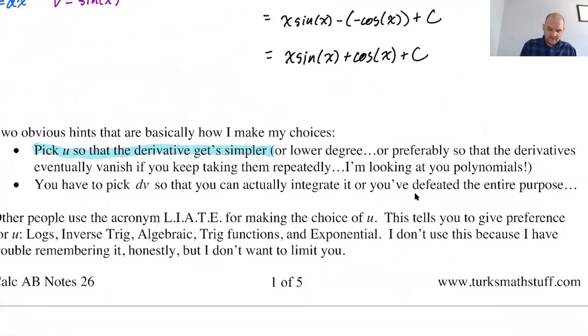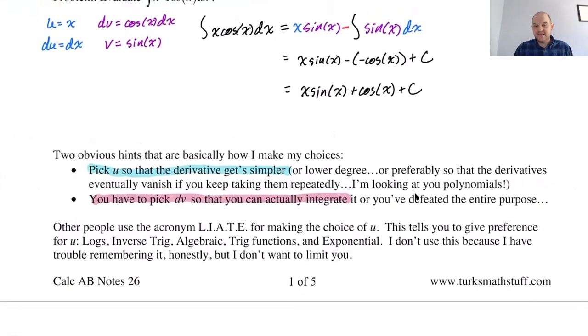But the real key is that you have to be able to integrate dv. And if you can't do that, you're in trouble. Now, there is a thing that some people use. I don't use it, honestly, because I cannot remember it. But some people remember this, LIATE, for making the choice of u. Your order of preference would be logs, inverse trig, algebraic, trig functions, and then exponentials. I don't use it because I can't remember it.